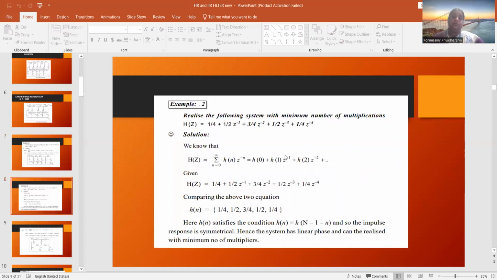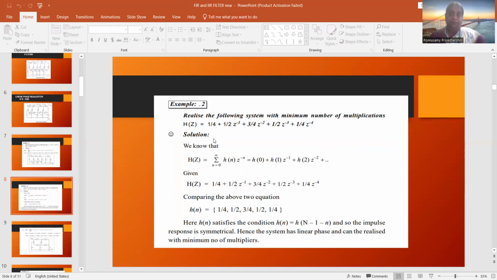Second is example 2. Realize the following system with a minimum number of multiplications. Okay, that is a linear phase structure. So H of z is equal to 1 by 4 plus 1 by 2 z inverse plus 3 by 4 z power minus 2 plus 1 by 2 z power minus 3 plus 1 by 4 z power minus 2.